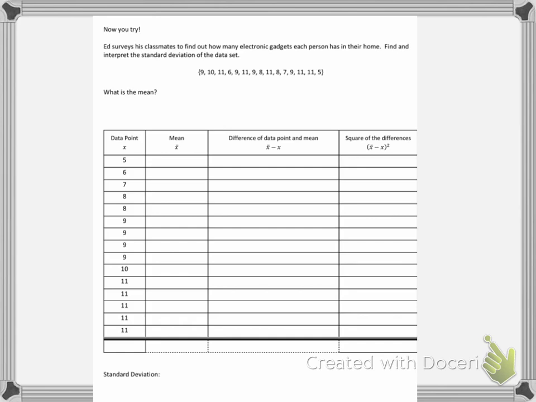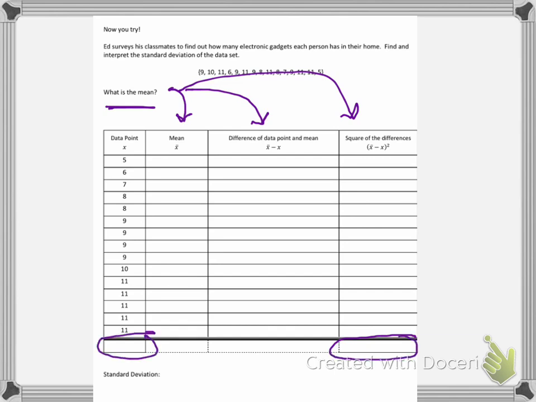What does it say? Ed surveys his classmates to find out how many electronic gadgets each person has in their home. Find and interpret the standard deviation of the data set. Remember, you want to first find the mean, your average, and write that down here. Then you'll find the difference between each one and square it. From there, you'll add those numbers up down here and square root that ratio. This may take you some time, so take your time, and then check back in the video to check your answers with mine.